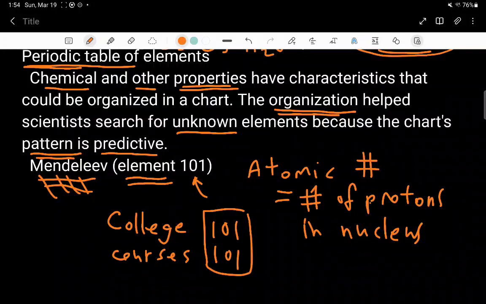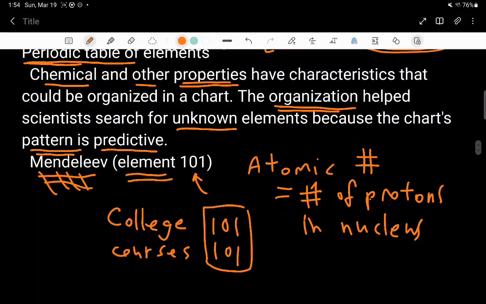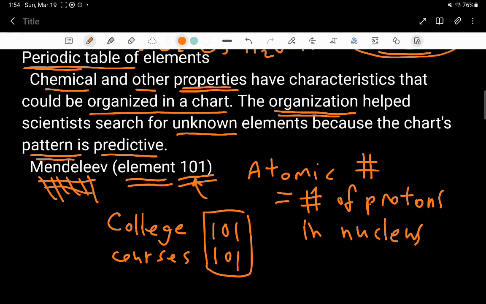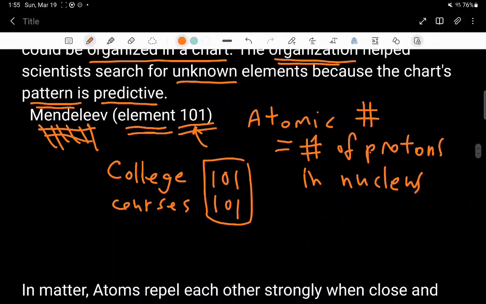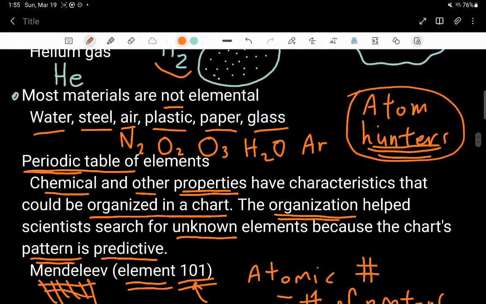But giving Mendeleev Element 101, he was the ultimate teacher, and he gave us the ultimate organized chart of elemental materials. Or in a sense, he gave us the organization, actually. After Mendeleev, these element hunters still had to go and find things that Mendeleev's periodic chart was predicting.